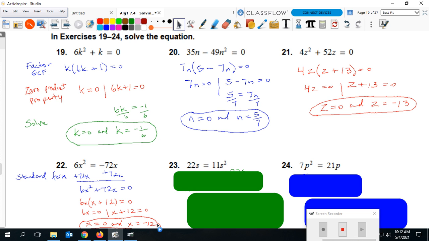All right, so go ahead and pause your video, do 23 and 24. Start with putting in standard form, then factoring, then the zero product property, and then solving. So do 23, 24, and then play it to check those two answers.